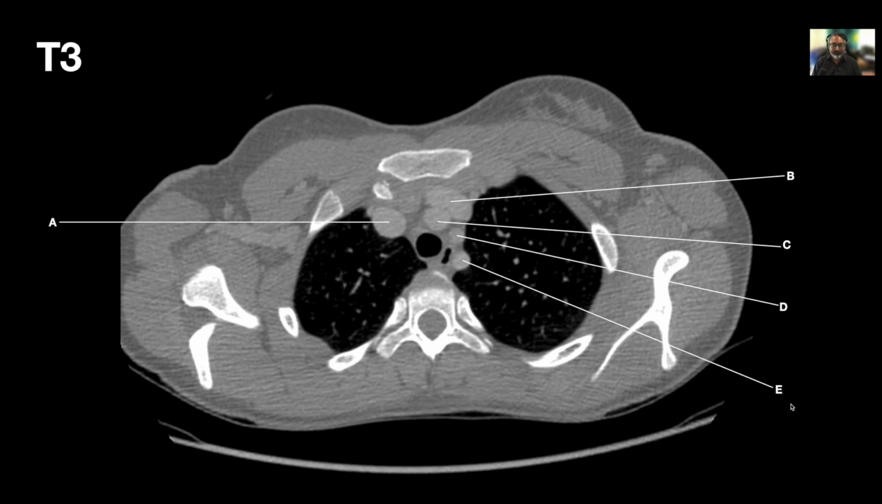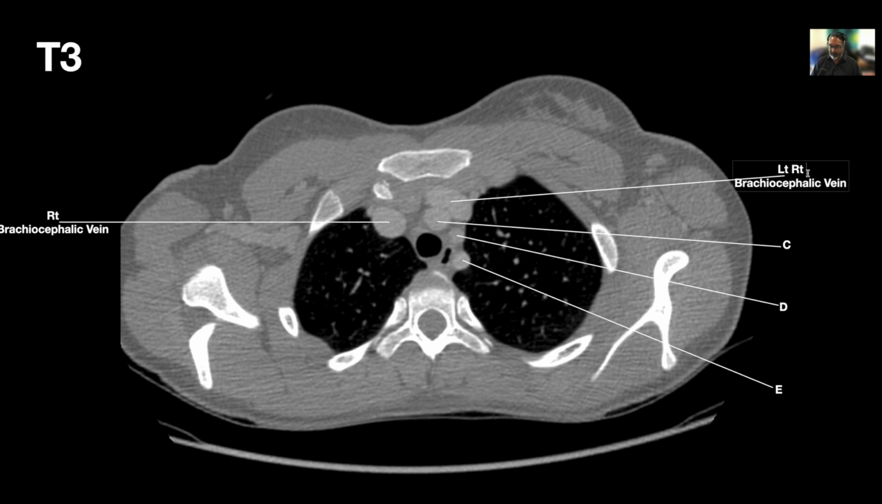So I think we still have A as the SVC. No, A is not the SVC now. It would have to be the right brachiocephalic. Correct. Right brachiocephalic. I don't know how to spell it. You can tell because B is the left. Absolutely. You can kind of see that one. You are correct. So B is the left.